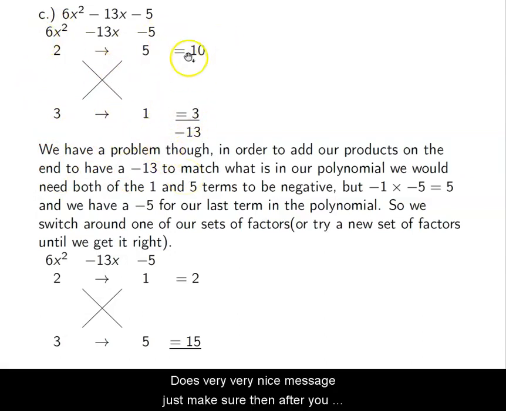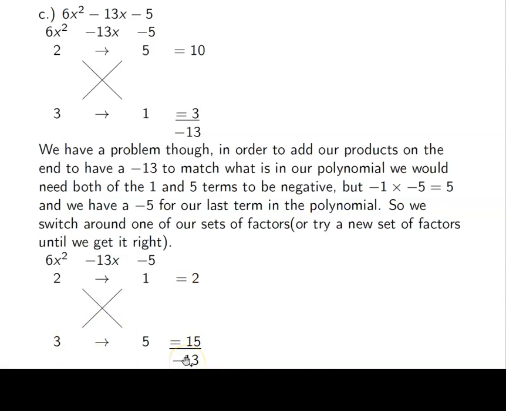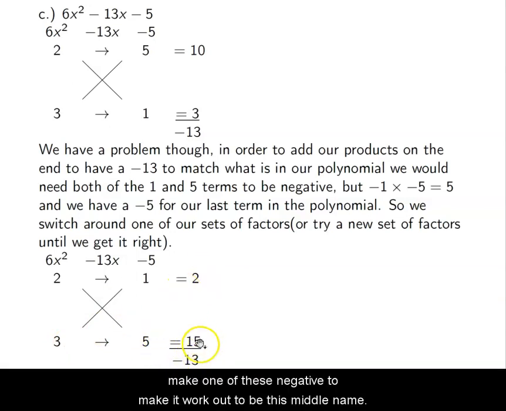Just make sure that after you do the multiplication across and you add everything together, you make sure that the signs that you need here agree. And if you have to make one of these negative to make it work out to be this middle number, it applies to the constant term. You do not apply it to the x term. So again, these are the factors for x's. These are the factors for the constant.